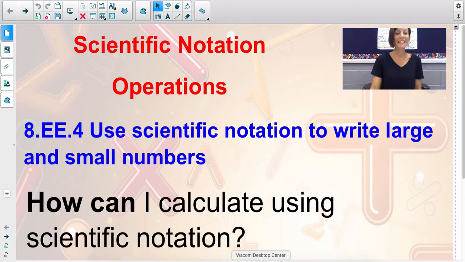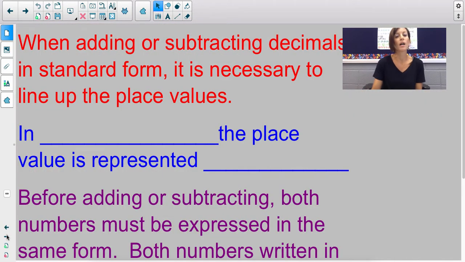Hi, today's lesson is scientific notation operations. 8.EE.4, use scientific notation to write large and small numbers, is the standard. And then the question, how can I calculate using scientific notation, should be on the essential question line. So today we are working on adding, subtracting, multiplying, and dividing in scientific form.